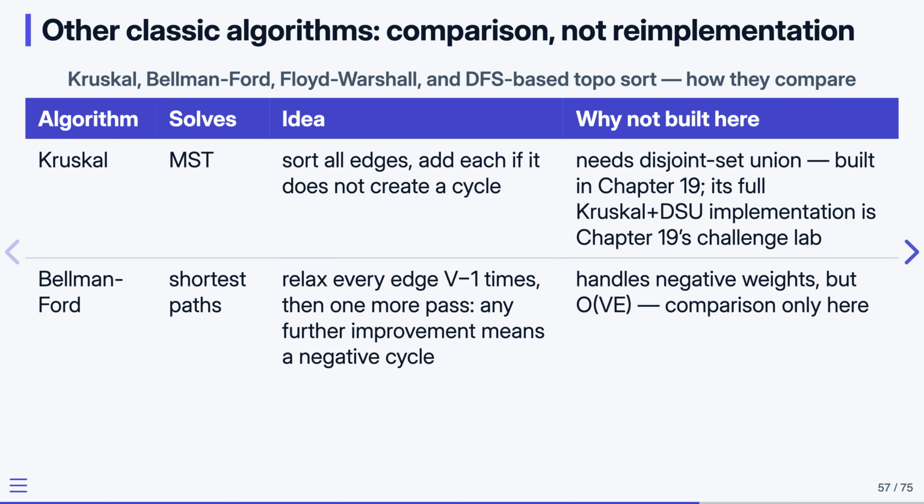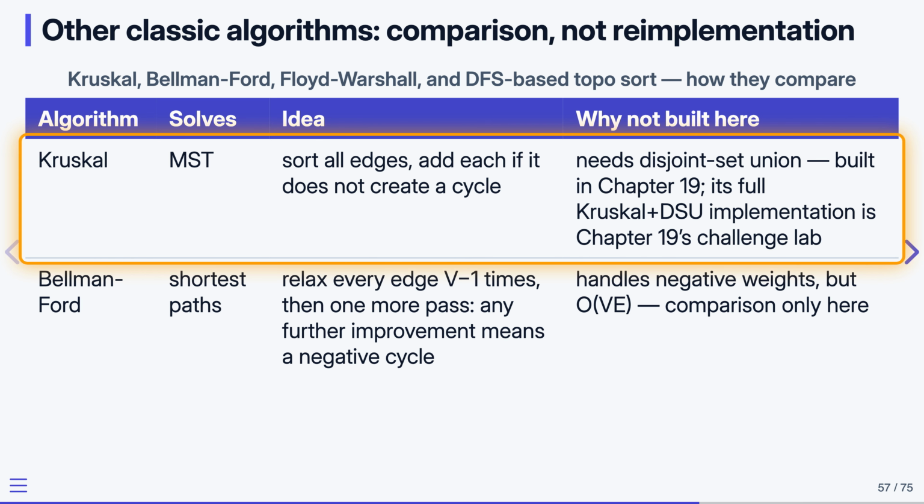Let's compare 4 more classic algorithms. We name them and their trade-offs, but we do not re-implement them here. Kruskal also builds a minimum spanning tree. It sorts all edges and adds each one if it does not create a cycle. We do not build it here because it needs a disjoint set union structure, which comes in Chapter 19.